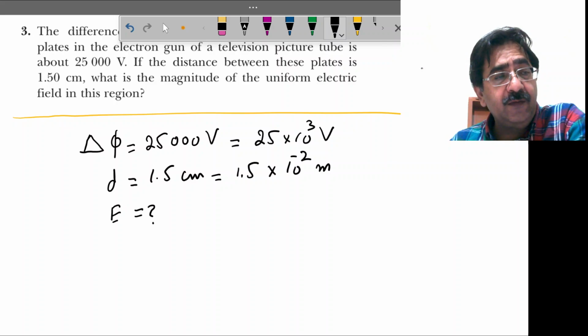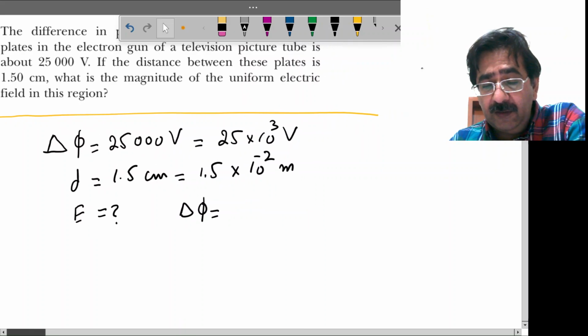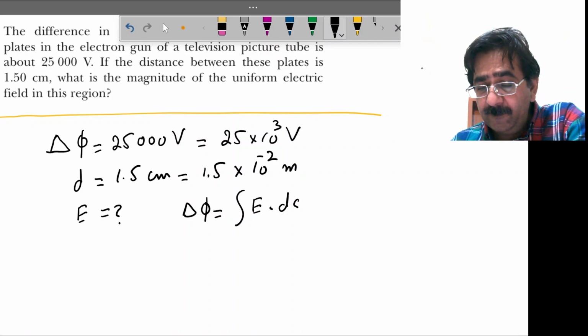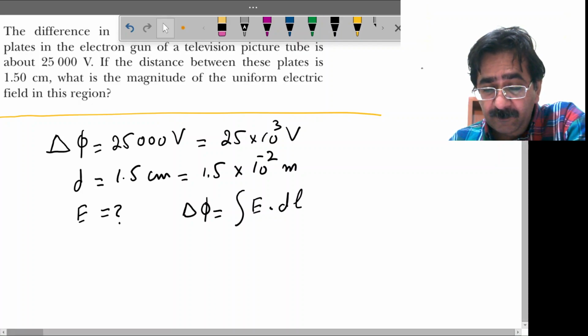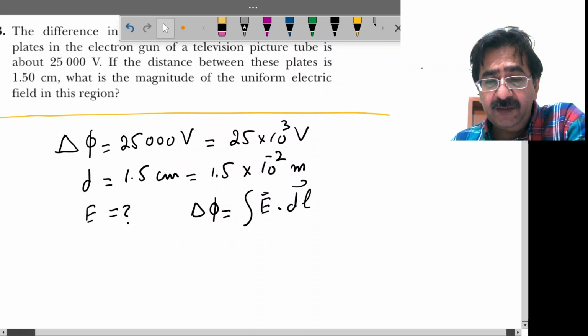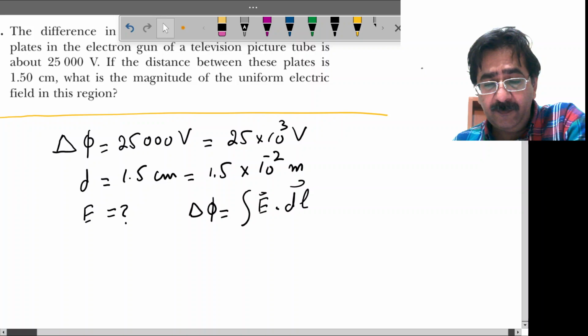As we know, delta phi is equal to the integral of E dot dl. Because this plate is accelerated, and the distance between the plates is 1.5 centimeters, we have to find the uniform electric field. The potential difference is given.